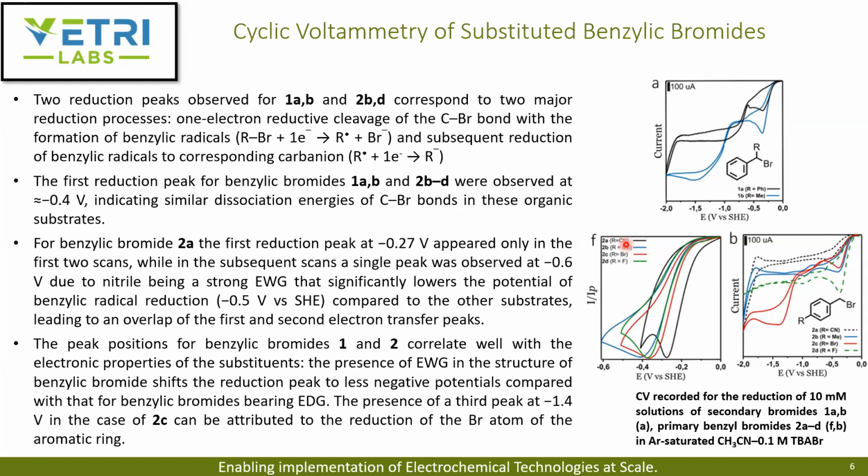The peak positions of the benzylic bromides 1 and 2 correlate with their electronic properties. For example, the one with the methyl group, because it's an electron donating group, has a highly negative potential. But as you have more electron withdrawing groups, as it gets stronger, the reduction peak shifts to less negative potentials. Also, for the one with the bromine, there is a reduction peak at minus 1.4 volt. This is a third reduction peak, and they attribute this to the reduction of the bromine atom on the aromatic ring.